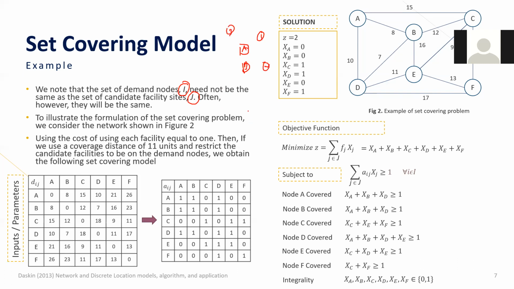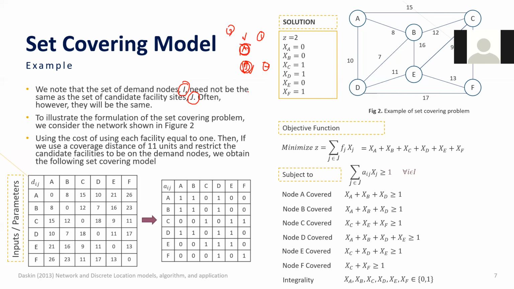But in some cases, the facility can also be the demand nodes. Okay. So for example, here, A and B also are demand nodes. 1, 2, 3 can also be a facility. Okay. And that might happen in practice as well.